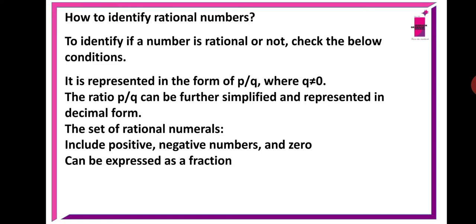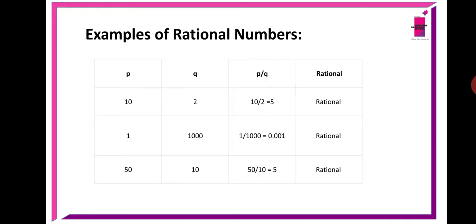How to identify a rational number? To identify if a number is rational or not, check the below conditions. It is represented in the form of p by q, where q is not equal to 0. The ratio p by q can be further simplified and represented in decimal form. The set of rational numbers includes positive and negative numbers, and 0 can be expressed as a fraction. You can see some of the examples of rational numbers here.